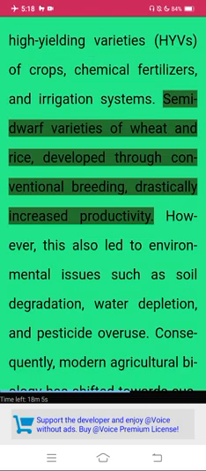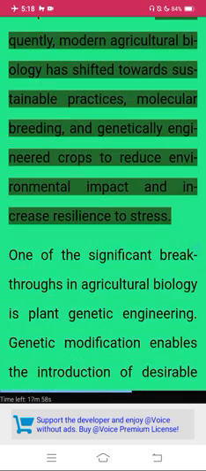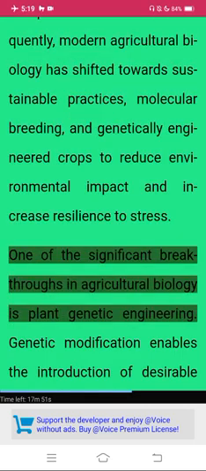Semi-dwarf varieties of wheat and rice, developed through conventional breeding, drastically increased productivity. However, this also led to environmental issues such as soil degradation, water depletion, and pesticide overuse. Consequently, modern agricultural biology has shifted towards sustainable practices, molecular breeding, and genetically engineered crops to reduce environmental impact and increase resilience to stress. One of the significant breakthroughs in agricultural biology is plant genetic engineering.